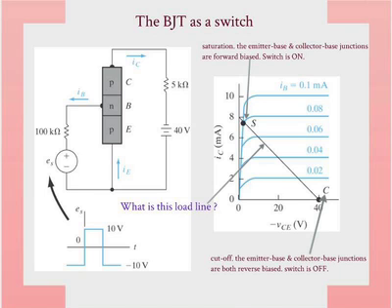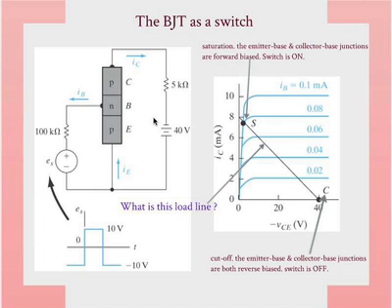Let's think about the extreme points. The first point, this point C, is straightforward because it's cut off. Both junctions are reverse biased. No current is flowing. So that point should be equal to the battery voltage, right? No current is flowing, so there's no drop. Is that obvious to everyone? It should be relatively simple. It should be like freshman circuits.